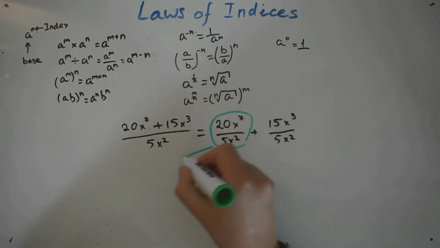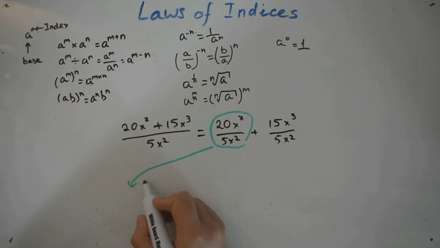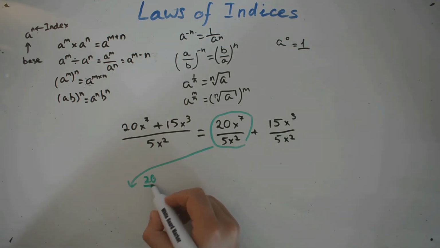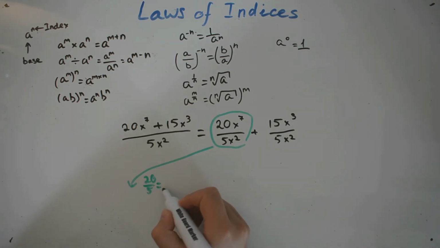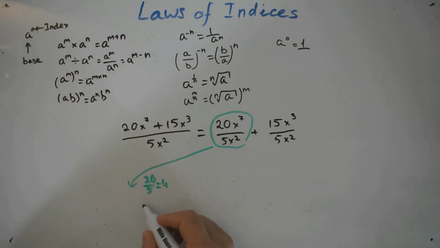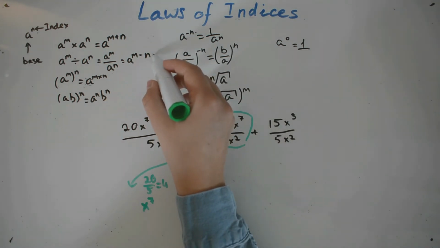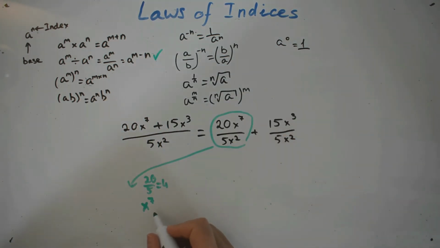So the first fraction, we're going to look at the numbers first. So 20 divided by 5, that is 4. And then I will look at the x, so it's x to the power of 7 divided by x squared. We're using rule number 2, so we'll be subtracting the powers. That becomes x to the power of 7 minus 2, and that is x to the power of 5.